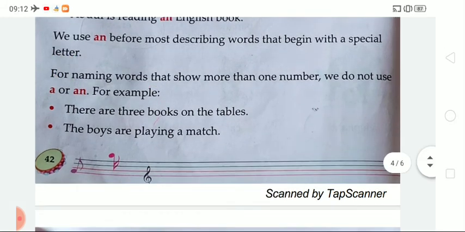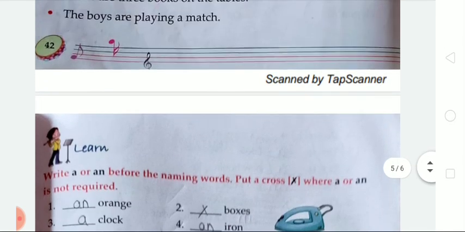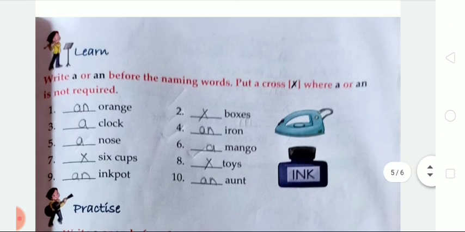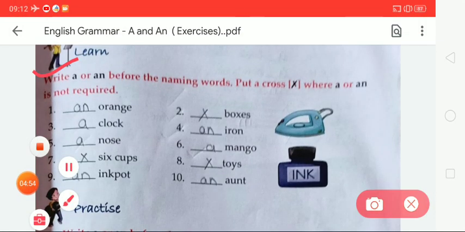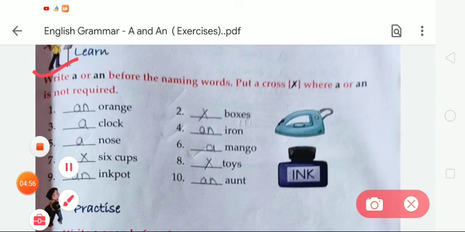Okay, so through this information we are going to solve the next exercise, that is write A or An before the naming words, put a cross where A or An is not required. It means whenever we find that things are more than one, we can't use A or An with the words.